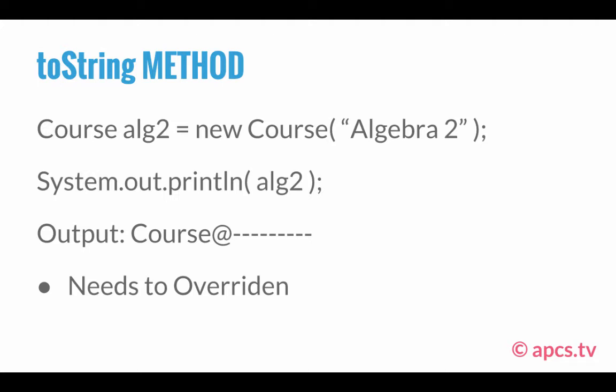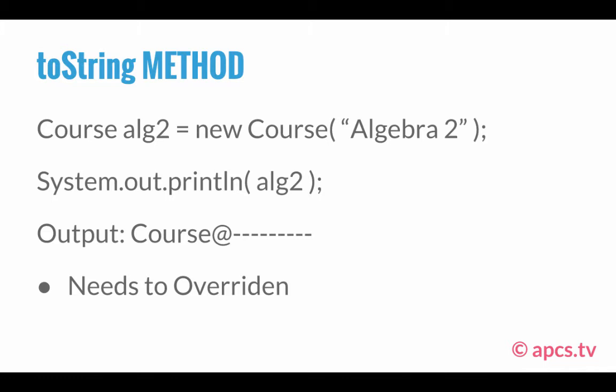Next, we're going to write System.out.println(alg2). Now when the computer reads that, it automatically invokes the toString method, which converts this alg2 object, a Course object, into a string. The output comes out to be Course at, and then the characters represent different alphanumeric values that are basically defining the memory location of this variable. And that's something that's not very useful for the user.